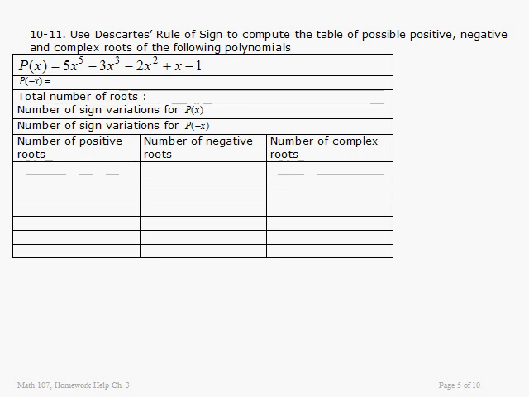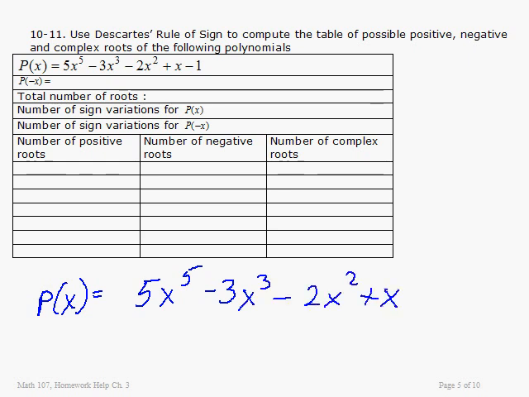Okay, this is Descartes' rule of signs. You will never have to do this on a test. This is where you have to do it. The idea behind Descartes' rule of signs is you look at the polynomial and you count the number of times that the sign changes. Okay, 5x to the 5th, I'm going to write it out here, minus 3x cubed, minus 2x squared plus x minus 1.